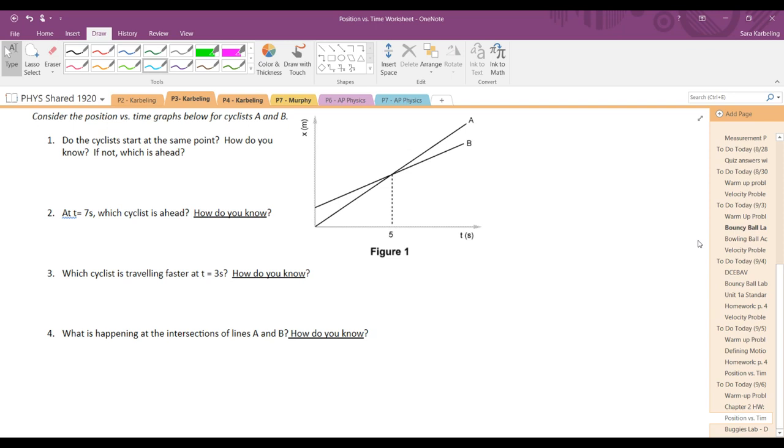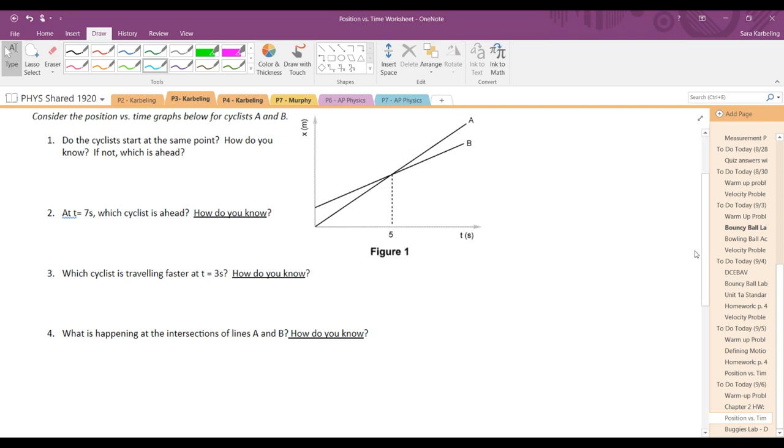Question 3 says, which cyclist is traveling faster at 3 seconds? How do you know? And your answer was? Okay, line A, because it's above line B, according to the x-axis, so it's traveling a farther distance in the same amount of time.